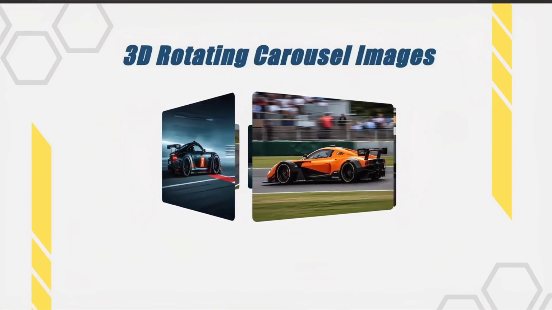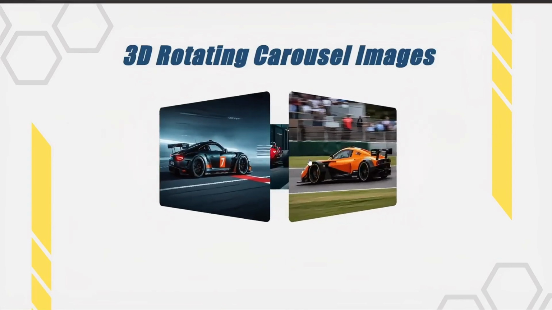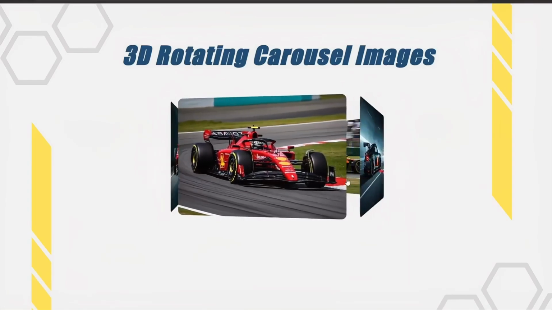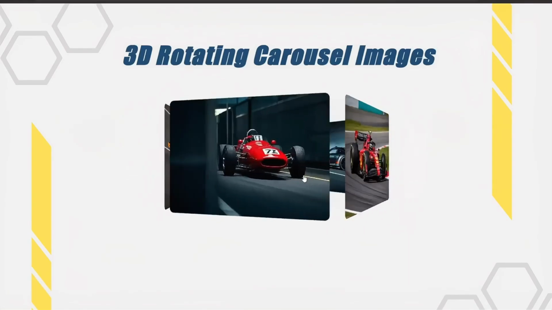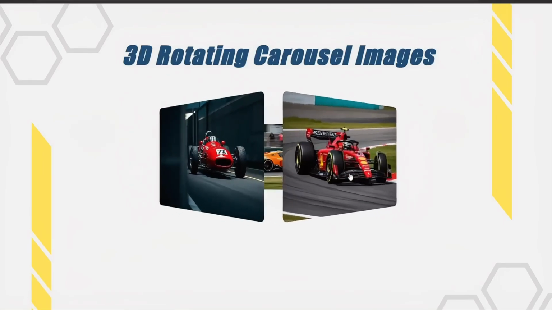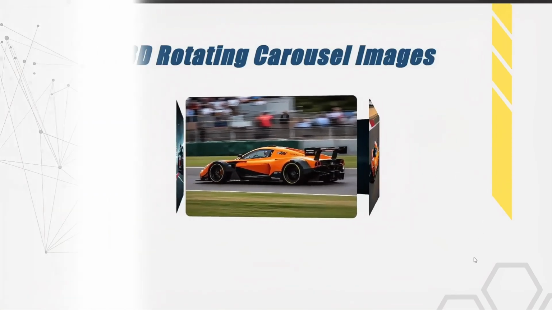Finally, we'll bring it to life using JavaScript for the automatic rotation and drag-to-rotate functionality. Once we've finished all the coding, here's the live preview of our carousel in action. As you can see, it rotates smoothly on its own, and you can interact with it by dragging to change the view. It's a simple yet powerful effect.